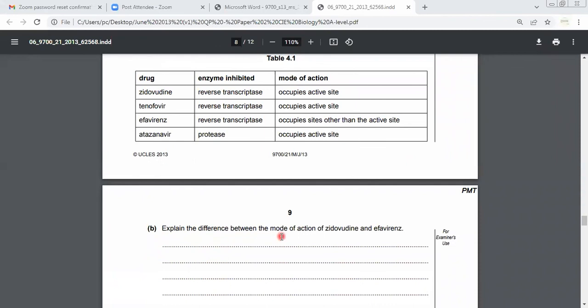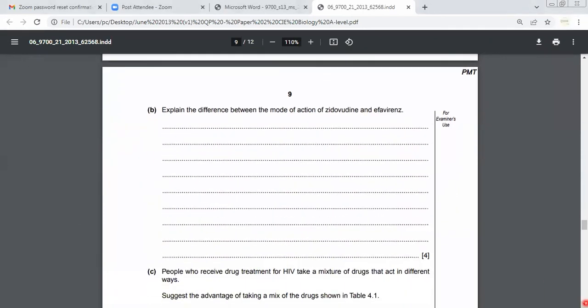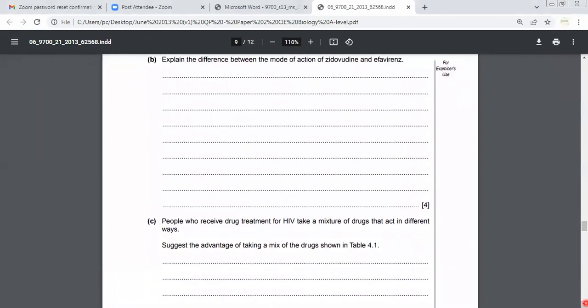Explain the difference between the mode of action of azithromycin and efavirenz. ठीक है, azithromycin जो है उसका mode of action ये है कि it occupies active sites and efavirenz reverse transcriptase को ही रोकती है लेकिन it occupies other than the active sites. जितना इसको पूछा गया है बस इतना ही बताना है, इससे आगे हमें explanation नहीं देनी है. That's why हम सिर्फ इतना ही बताएंगे.